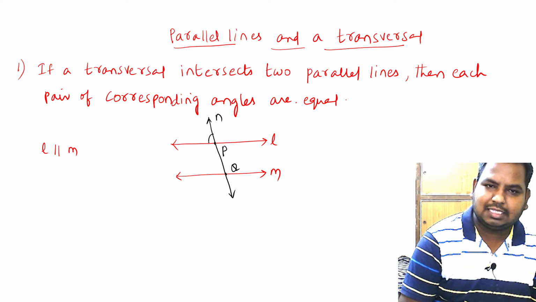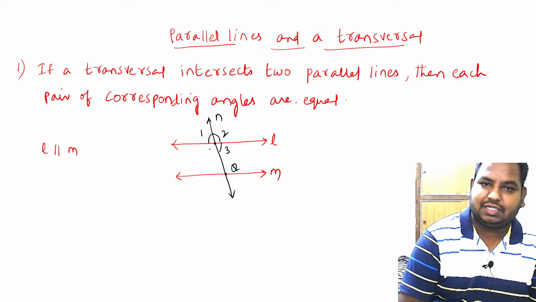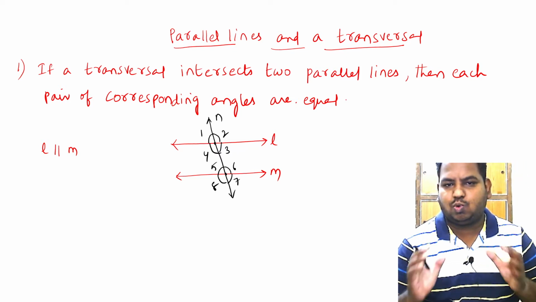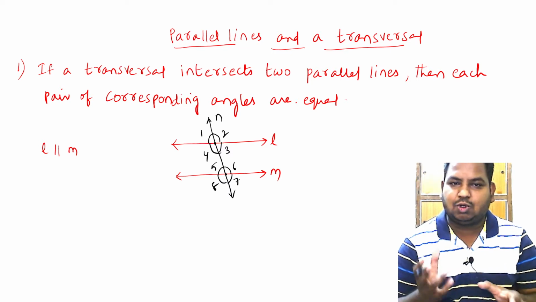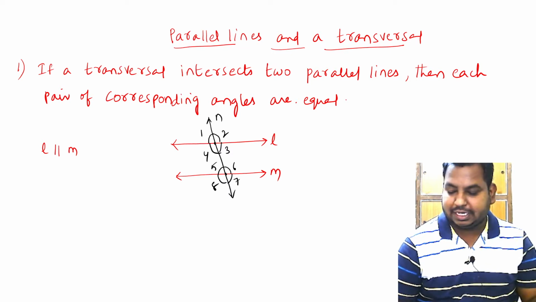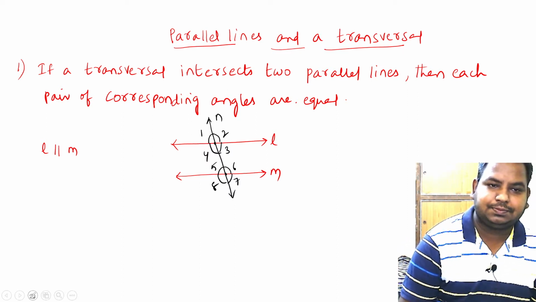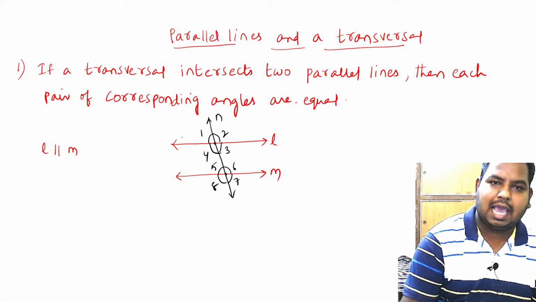At point P, 4 angles are formed: 1, 2, 3, 4, and then at Q we have 5, 6, 7, and 8. Now, can I know which angles are corresponding angles here? Can I know the first pair of corresponding angles? So here, angle 1 and angle 5 are corresponding angles.